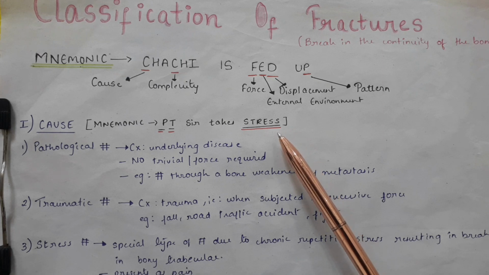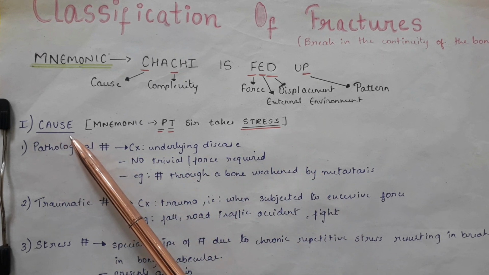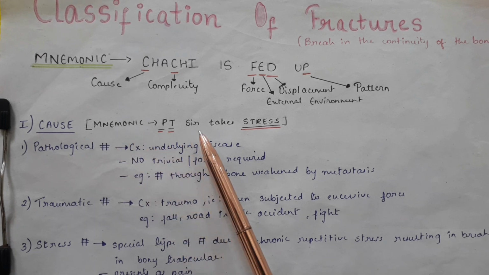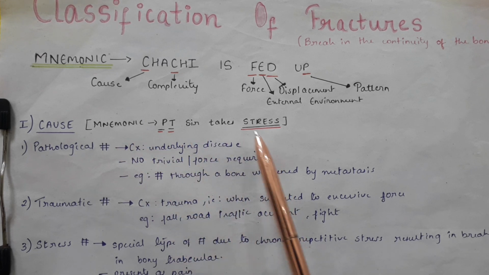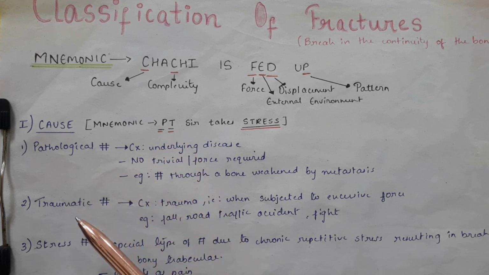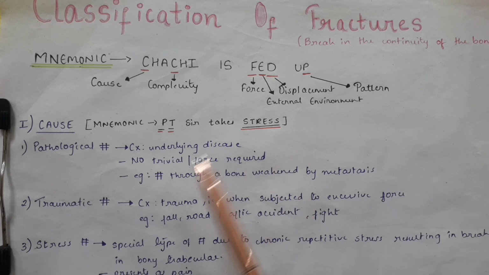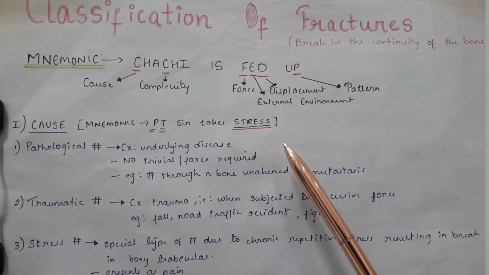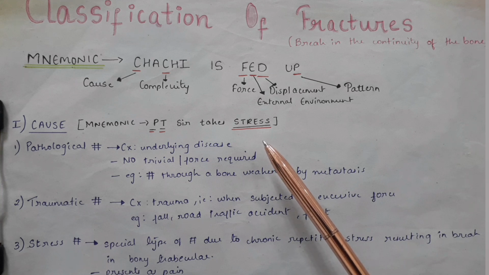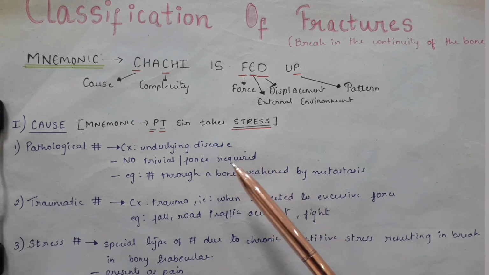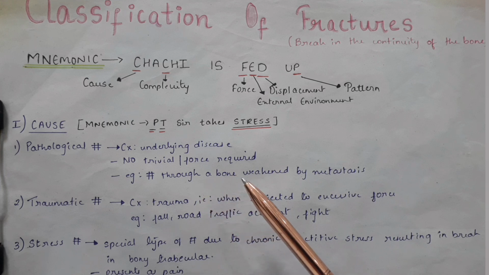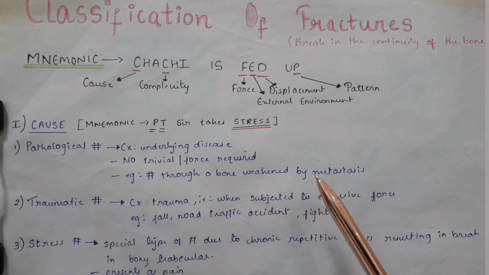Let's see the first classification, which is based on the cause of fracture. The mnemonic to remember this is PT Sir takes stress. So P for pathological fracture, T for traumatic fracture, and stress for stress fracture. Pathological fracture: the cause is some underlying disease. There is no trivial force required. For example, a fracture through a bone weakened by metastasis.